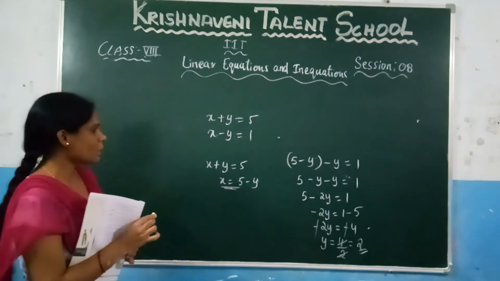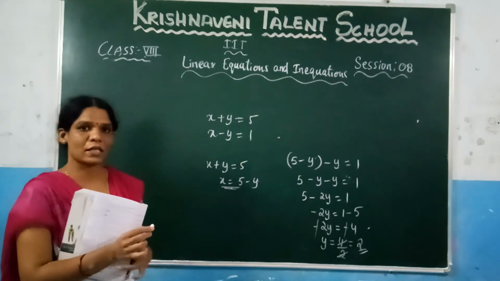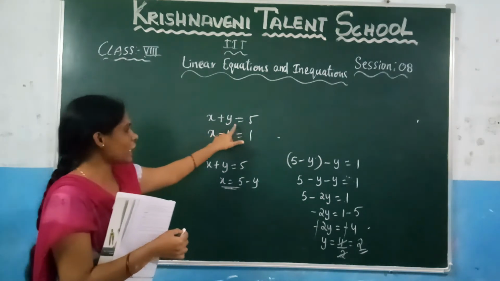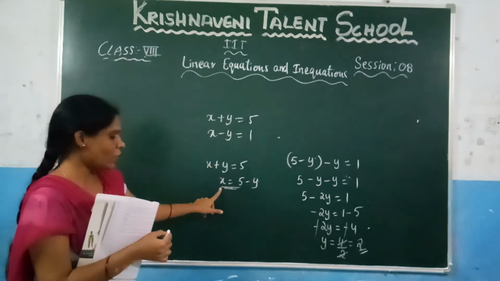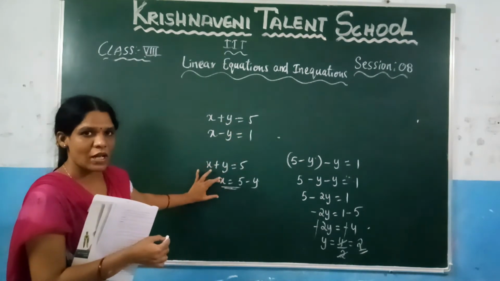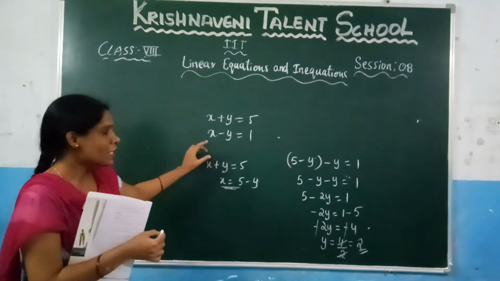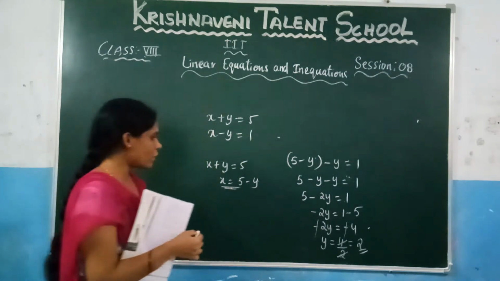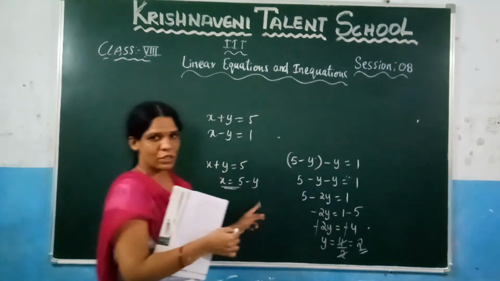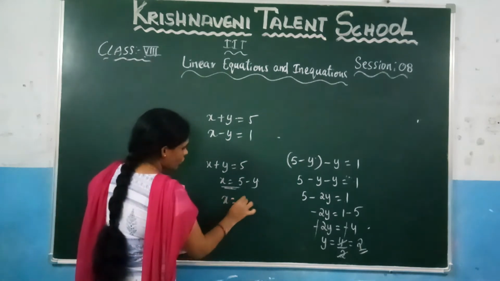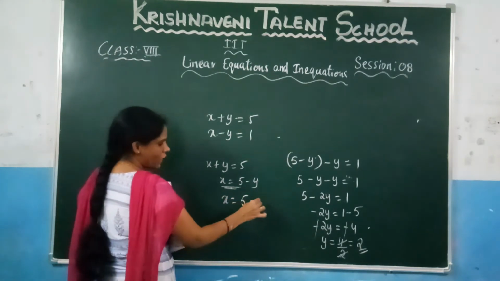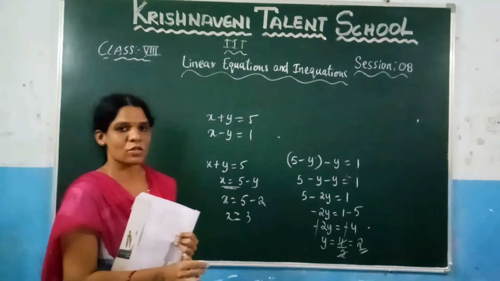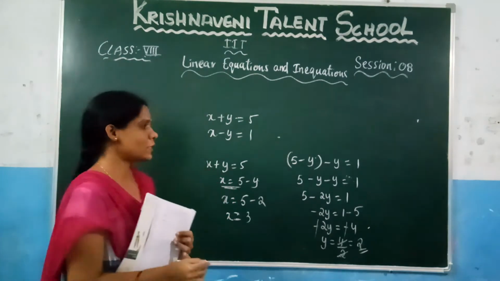Like this you need to find by using the substitution method. What it says is, if you consider any two linear equations in two variables, you have to take the first equation and find the value of x. Just substitute that value of x in the second equation so that the whole equation changes into the form of y, so that you can find the value of y. Since we know the value of y, substitute here. So x is equal to 5 minus the value of y, which is 2. So you got the value of x as 3. Like this you can solve by using the substitution method.